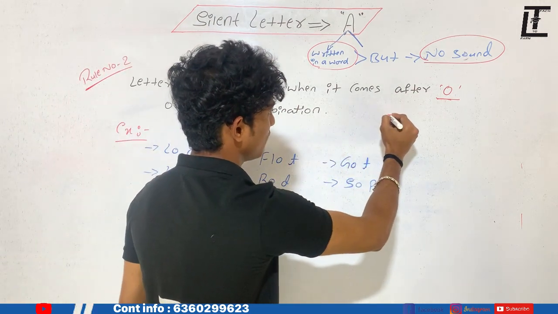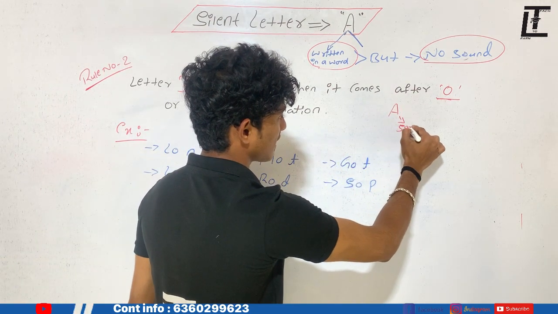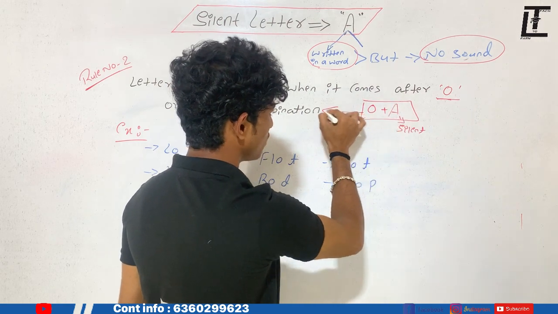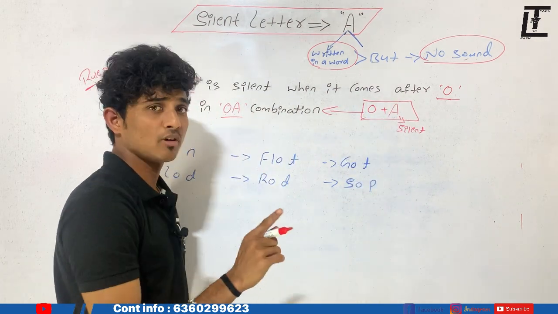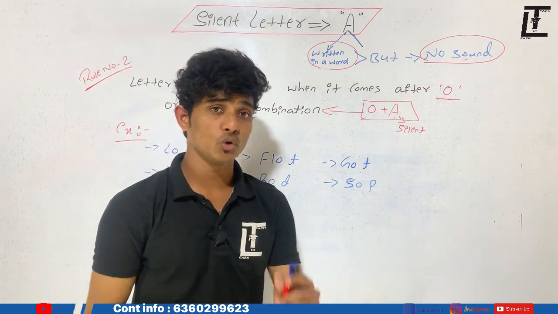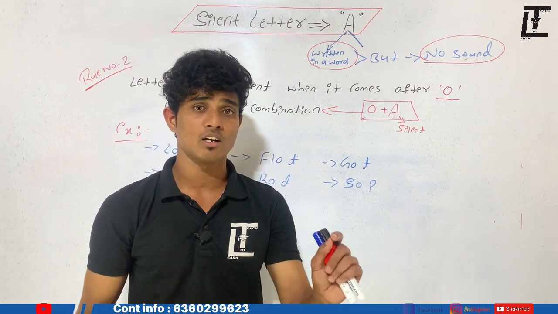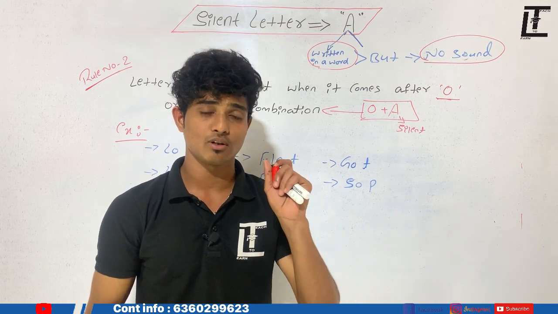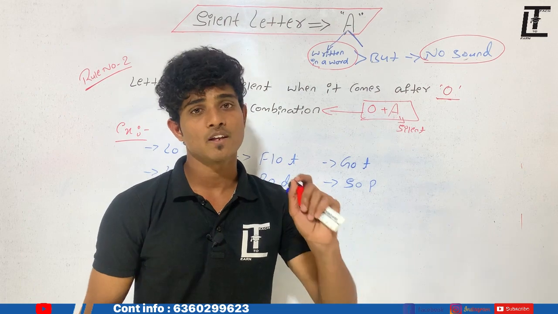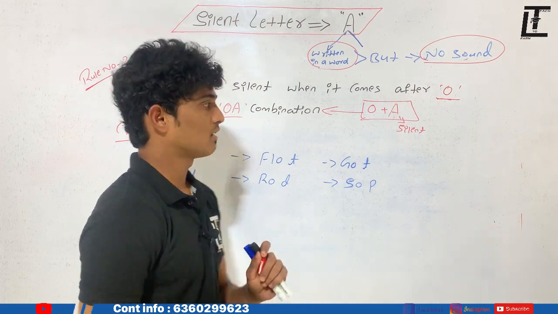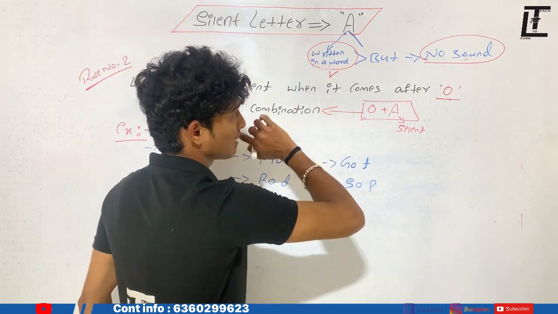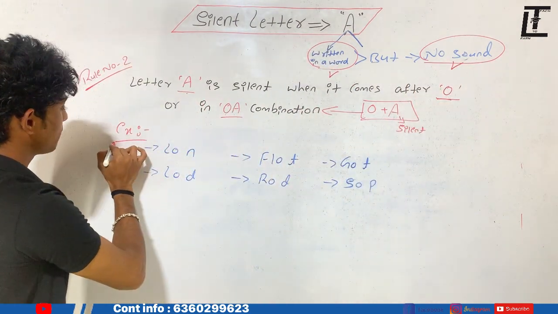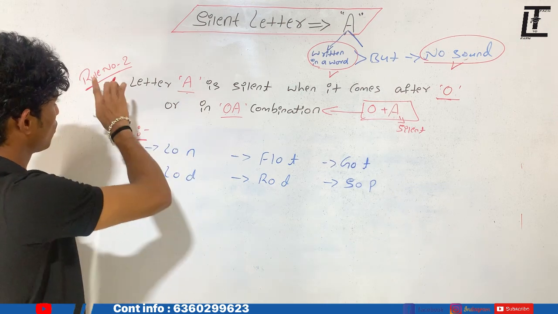For example, letter A is silent when it comes after the O. In this combination, letter A is not pronounced, but it must be written in the word. If you don't write that letter in the word, it is wrong. And if you pronounce the letter in the word, it is also wrong. It must be written, but it should not be pronounced. Okay, fine. So I have a few examples for you on rule number 2.